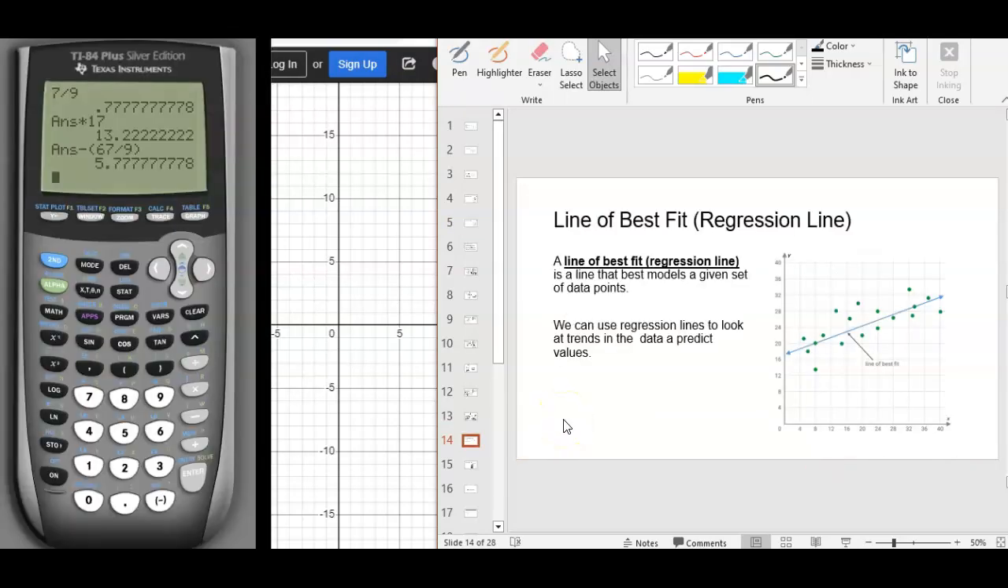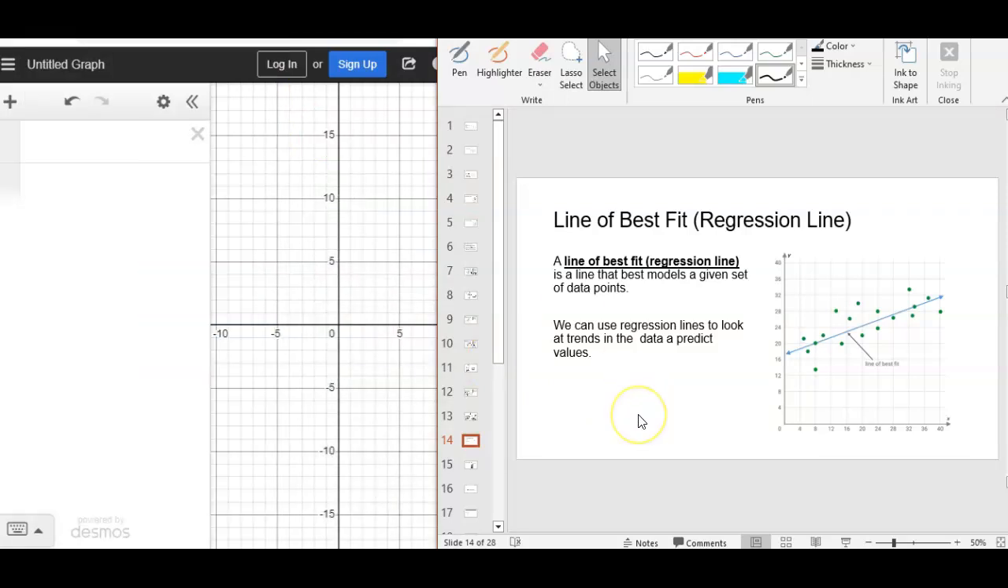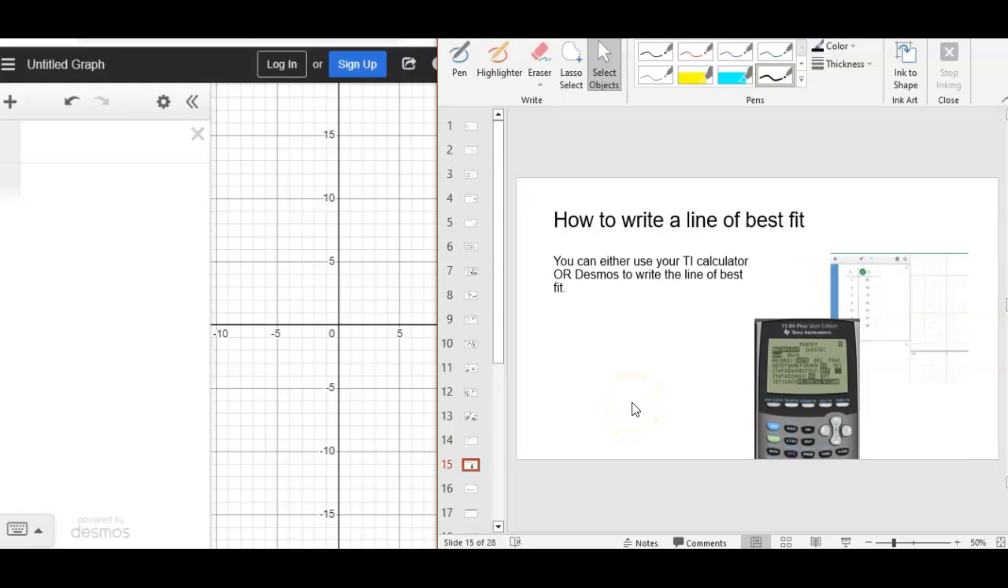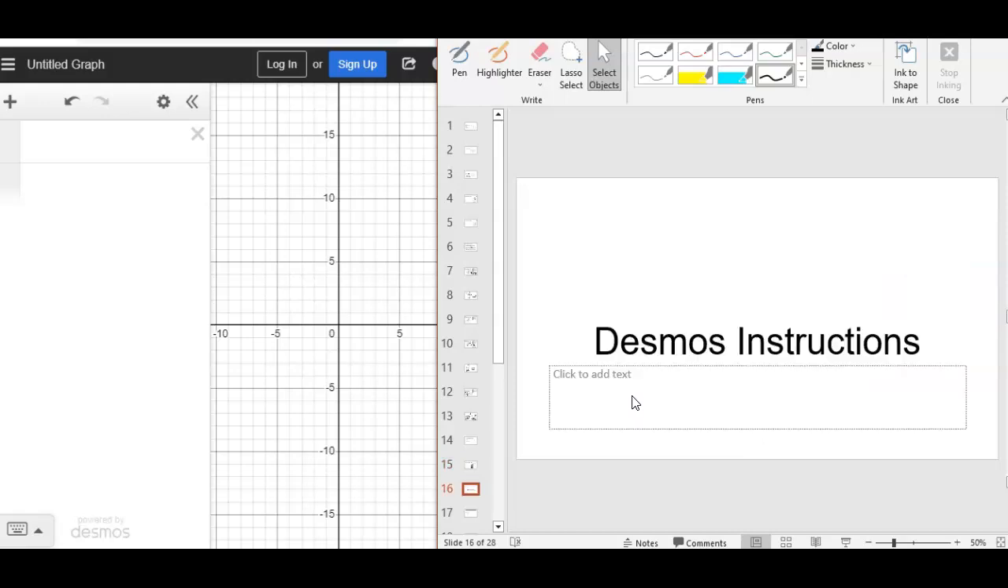You can do what we did, which is called finding a line of best fit, which is a regression line, given a set of data points. You can do regression lines or find a line of best fit using your calculator. So in this video, we're going to talk about how to do this on Desmos. In the previous video I posted, we talked about how to do it on the TI calculator. So here are your Desmos instructions.